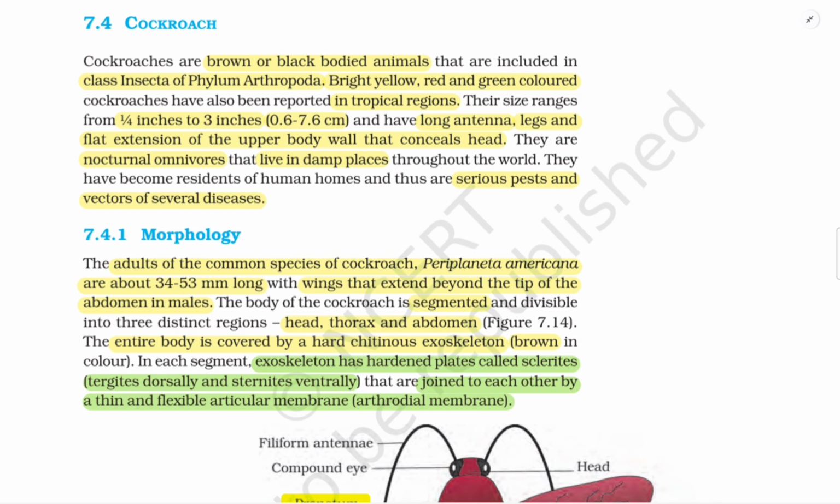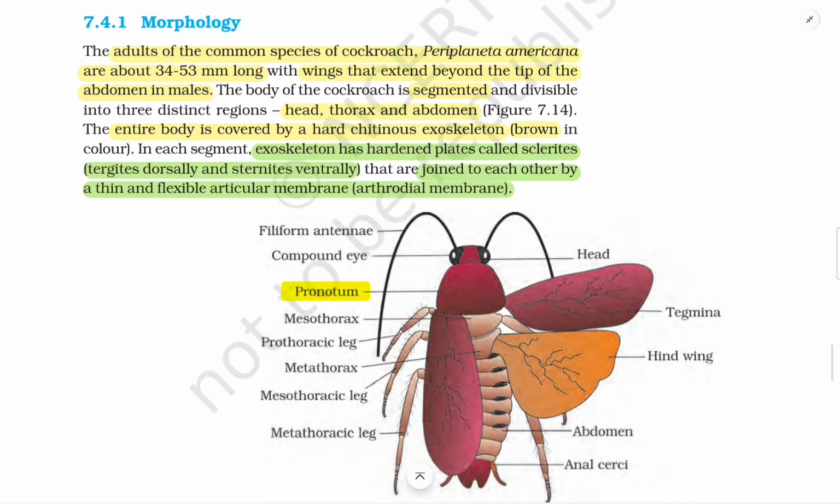and have long antennae, legs, and a flat extension of the upper body wall that conceals the head. They are nocturnal omnivores that live in damp places throughout the world. They have become residents of human homes and thus are serious pests and vectors of several diseases.